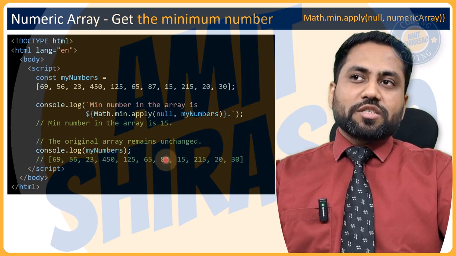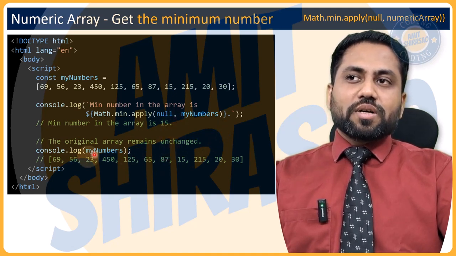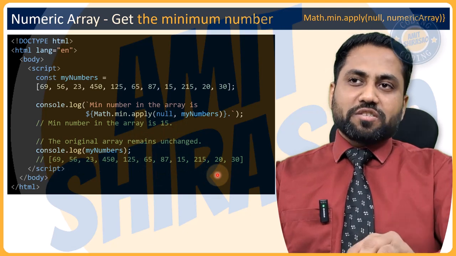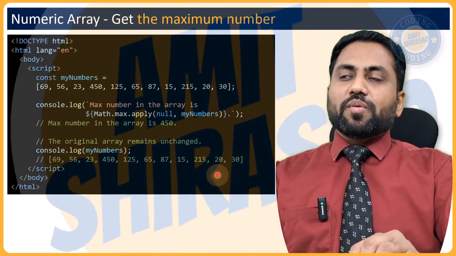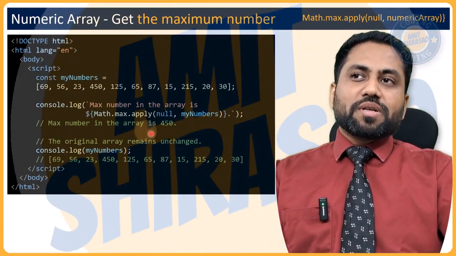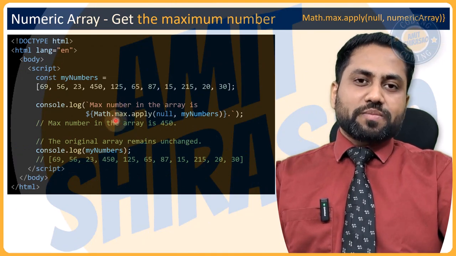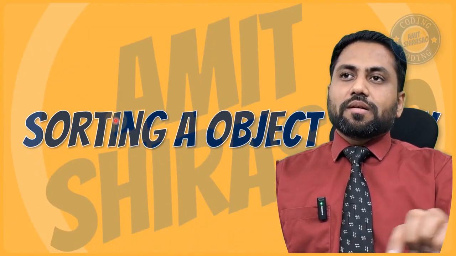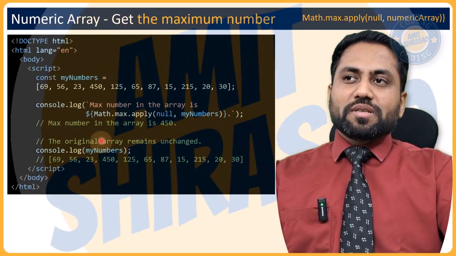Original array remains unchanged. See, here we are able to keep the original array unchanged. Okay. Now, how to get the maximum number? Instead of min, use max. That's it. Then original array also remains the same again.